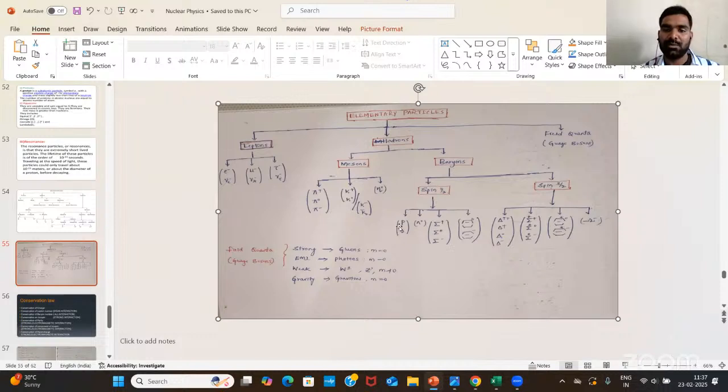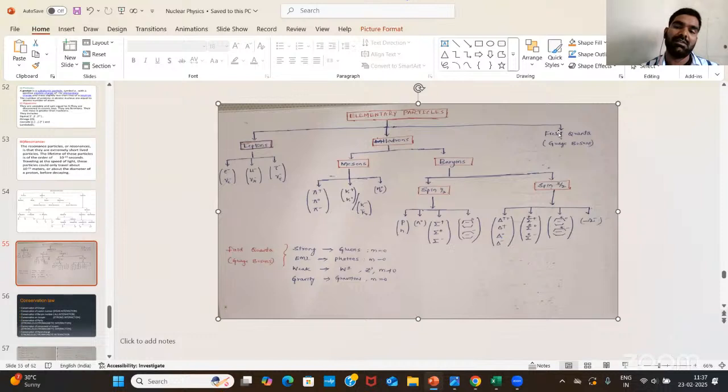Spin half baryons are proton, neutron, lambda naught, and the sigma group: sigma plus, sigma naught, sigma minus, cascade naught, cascade minus. And the spin 3 by 2 are delta plus plus, delta plus, delta naught, delta minus, sigma star plus, sigma star naught, sigma star minus, cascade naught star, cascade minus star, and omega minus. These are the baryons, right?